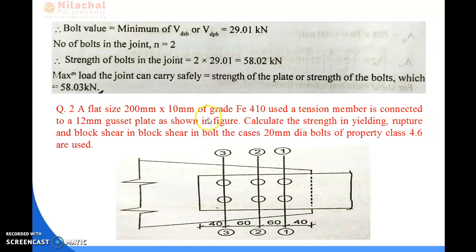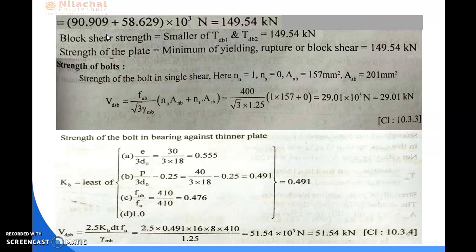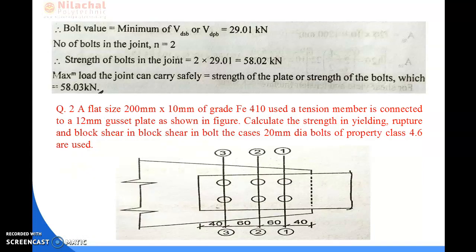So now the strength of the bolt is the minimum of the shearing strength and bearing strength of the bolt. The shearing strength we got as 29.01 and bearing strength we got 51.54. But the number of bolts is 2. So by multiplying by 2, the value in shearing is 58.02. So this is the minimum value of the strength in bolt.